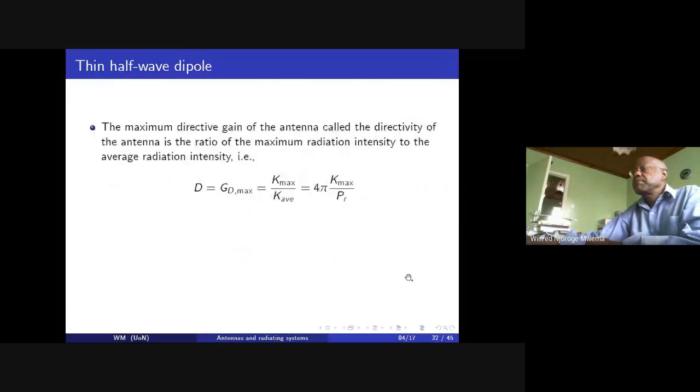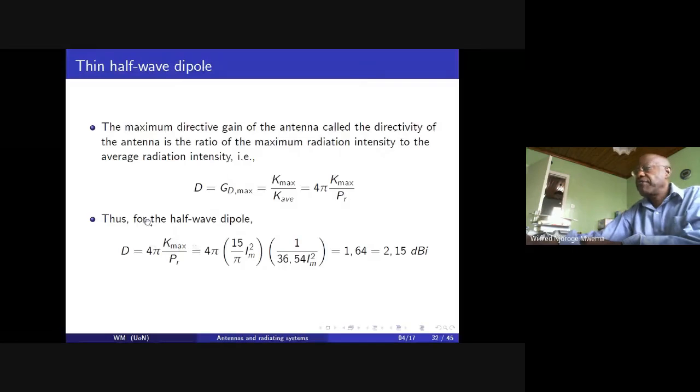And the maximum directive gain of the antenna will be called its directivity, and is therefore the ratio of the maximum radiation intensity to the average radiation intensity, that is GD max. Okay, we are taking the maximum value. The GD itself is a function of phi and theta, but the GD max is now in the direction of maximum radiation, and therefore is going to be given by K max over K average, and we get a value of 4 pi multiplied by K max divided by the total radiated power.